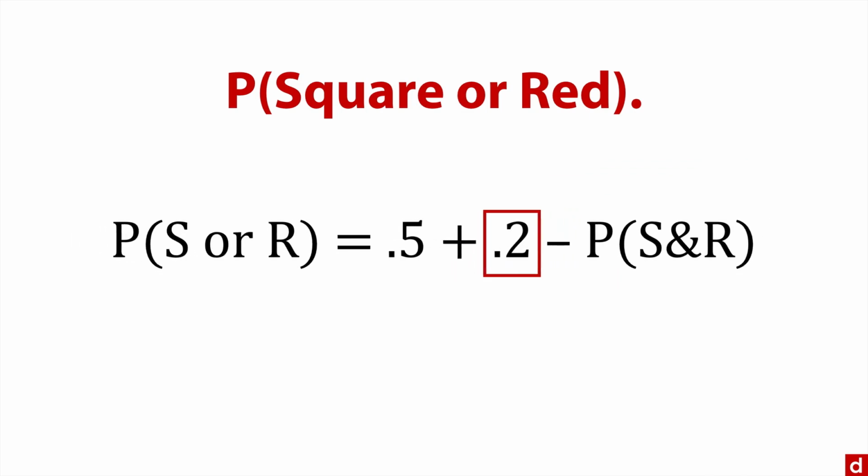And you do the division, you get 0.2. Now the trick is the overlap between these two categories. Do we have anything that is both square and red? Because we don't want to count that twice. So we have to subtract it.